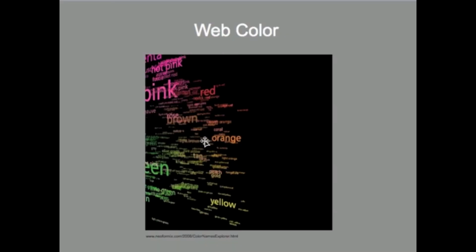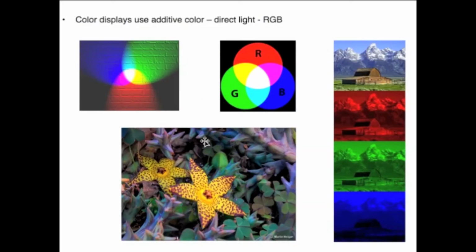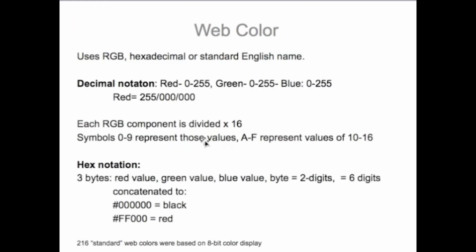When you're designing websites, you can specify RGB, but most often what's used is hexadecimal. Remember that color displays and the internet are always going to be using additive color. So when you are dealing with websites, you can use a standard English name like red, green, blue, or you can use RGB, which would be in this case 255, 255, 255 to get white.